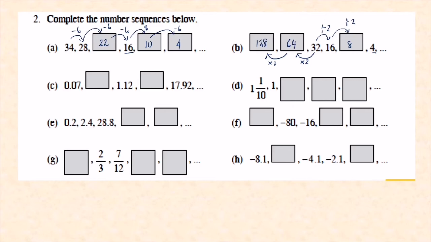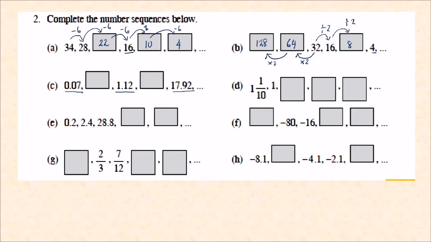17.92. Now we don't have the number side by side. If we got numbers side by side, we can find the difference of the numbers. Okay, so to answer this question, we choose 1.12 and 0.07.